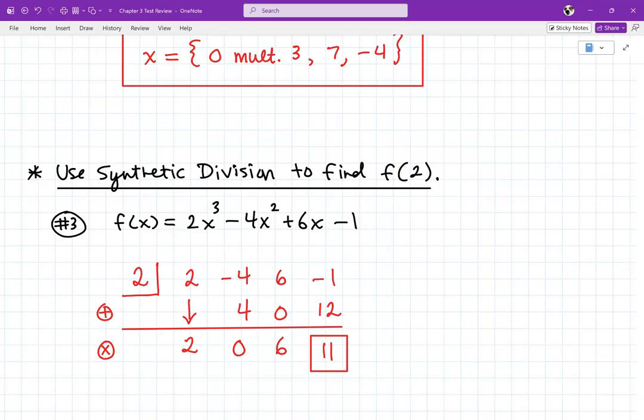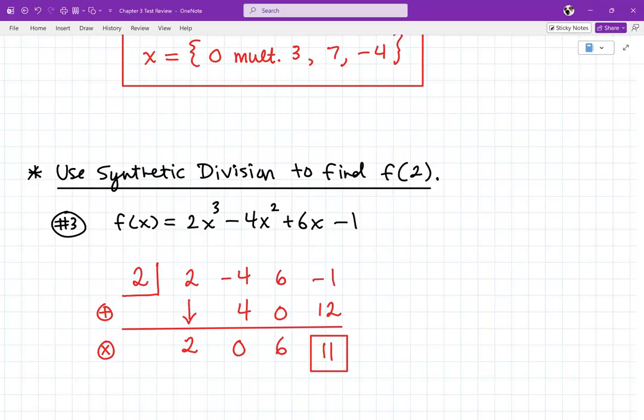There's 2 problems like this. Should be pretty easy. You just got to remember how to set it up. If you can set it up right, you should be fine. Of course, there can be mistakes where you add wrong or multiply wrong by accident. Sure, that can happen. But overall, the process is pretty easy for these type of problems.